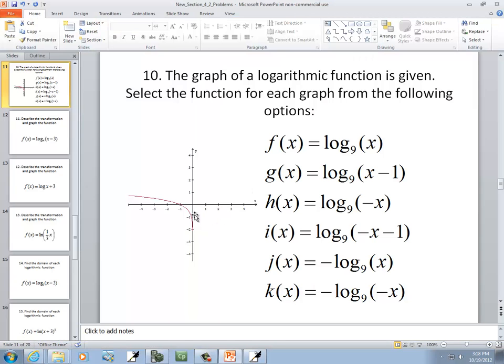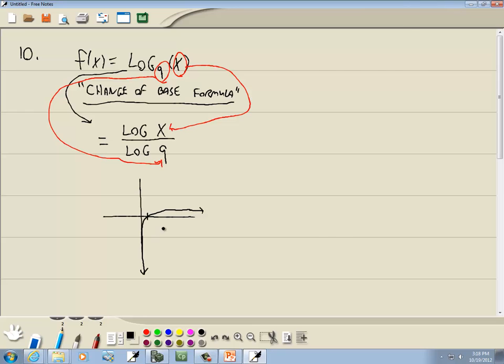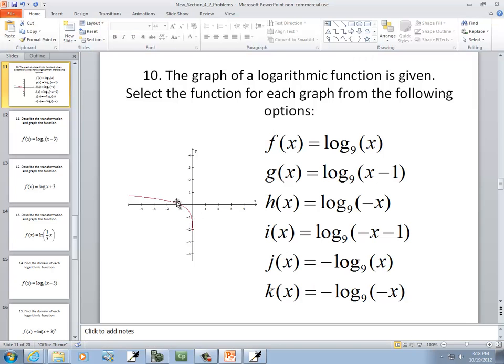Well, if I come over here, this looks like it's been flipped across the... This is our basic graph. This looks like it's been flipped across the y-axis, reflected across the y-axis. Now remember, if your negative is out in front, it flips or reflects across the x-axis. If your negative is inside with the x, then it flips across the y-axis. So the only ones that are a possibility are h of x, because there's a negative there, i of x, which has a negative there, and k of x, because there's a negative there.